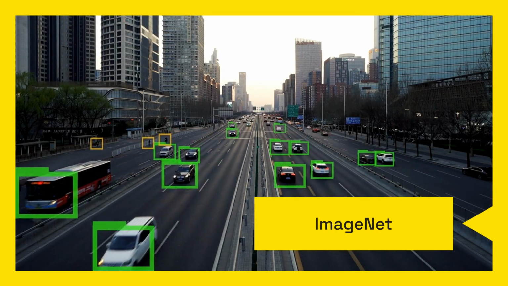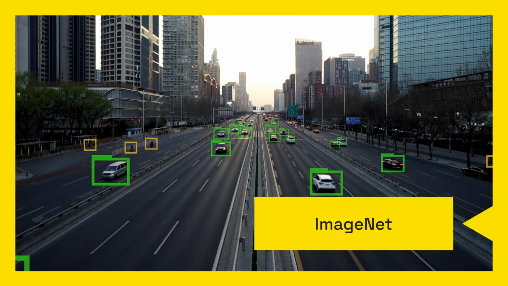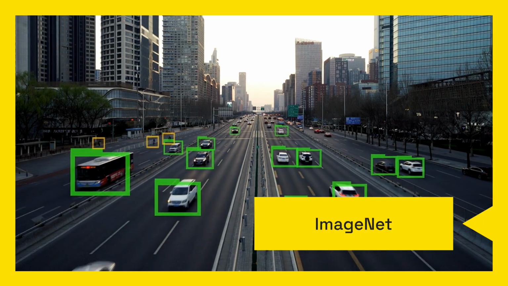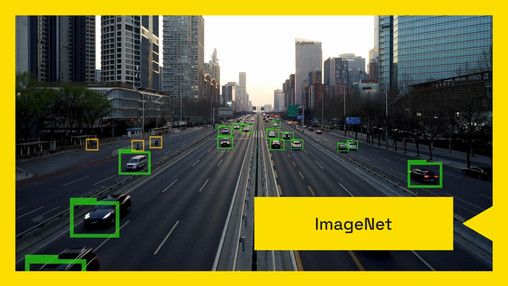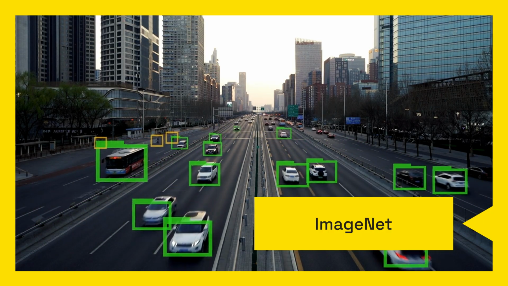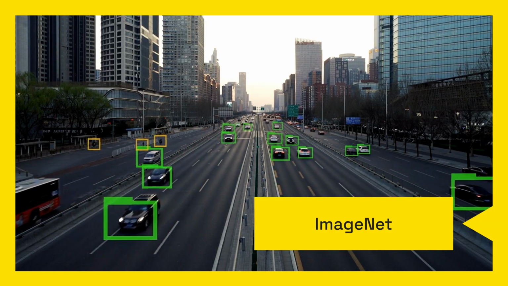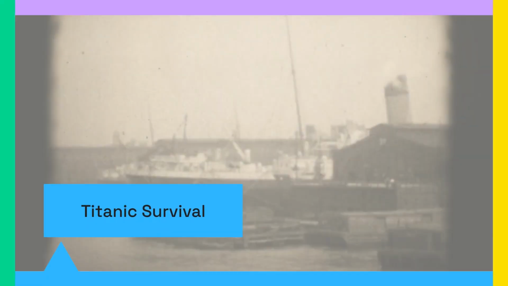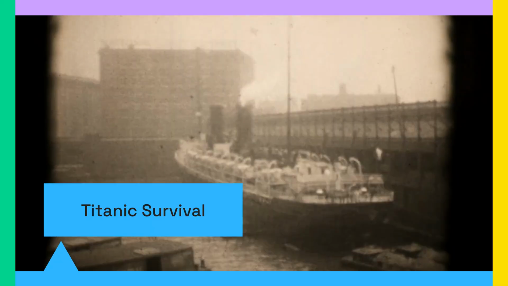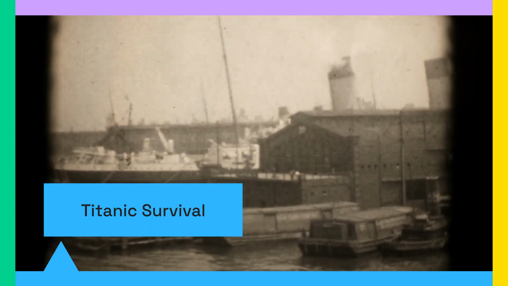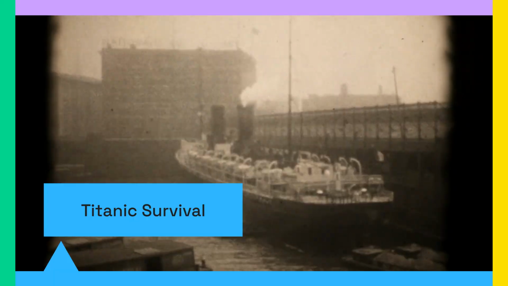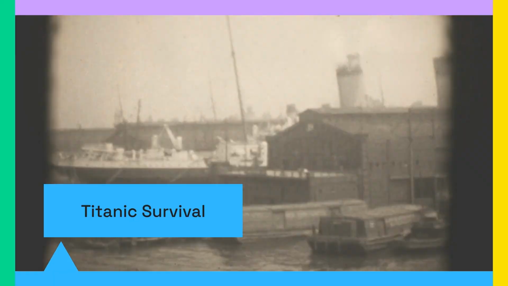Next, ImageNet. This is enormous. Over 14 million images categorized into more than 20,000 different classes. It taught AI how to see and recognize thousands of different objects in the real world. And third, the Titanic survival dataset. This classic uses passenger features like age, class, and gender to predict the label. Did they survive the shipwreck?